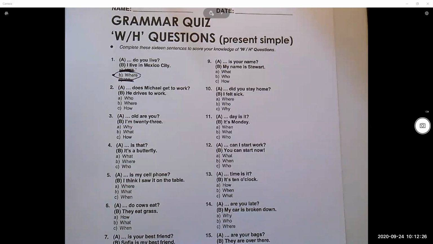Let's try this again with number 2. Blank, does Michael get to work? Who does Michael get to work? Well, I mean, we could say, who does Michael get to work? I don't know. Maybe he's calling off for the day. Maybe he can't go to work that day. But the answer is he drives to work. I don't know that that question word works, but it could be. I'm going to put a dot next to it.